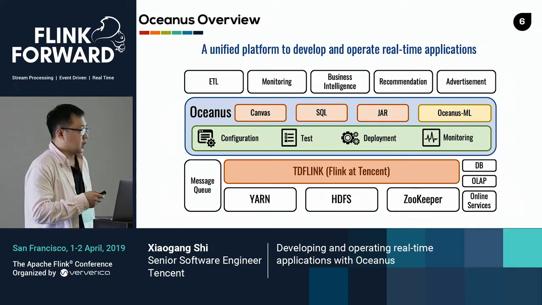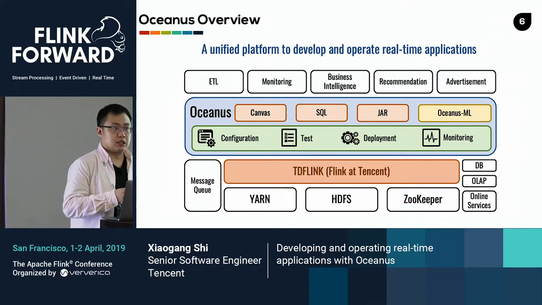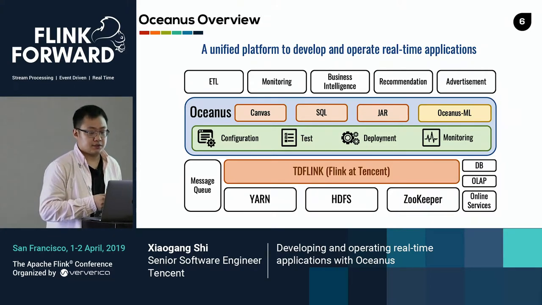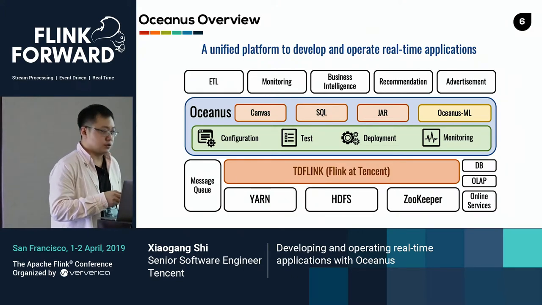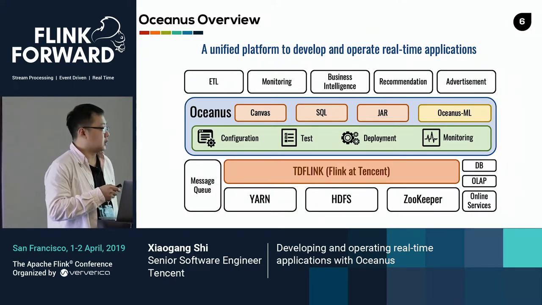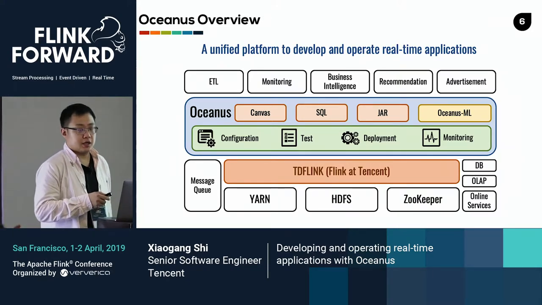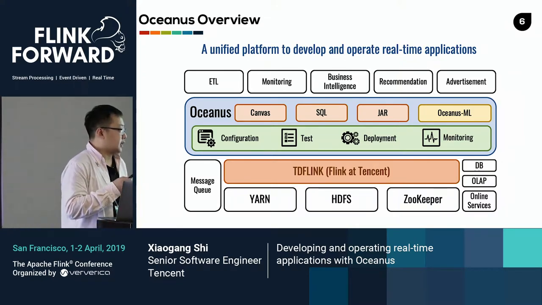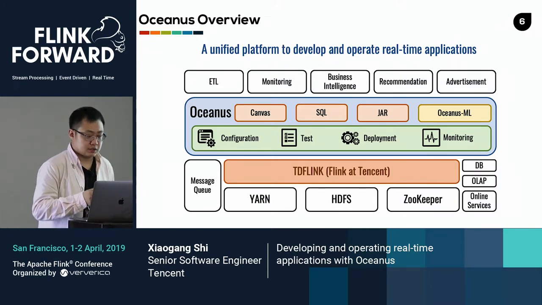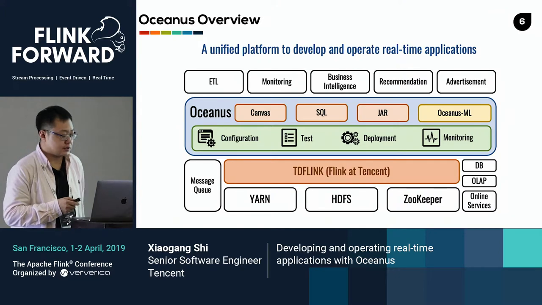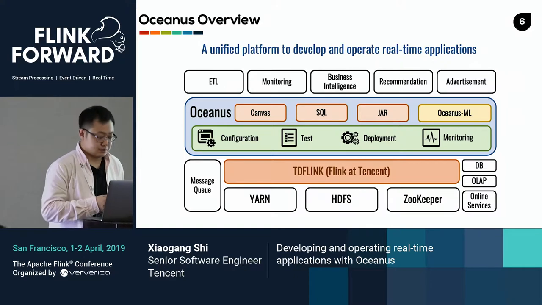Oceanus also provides special support for machine learning jobs. We provide some useful implementations of common machine learning algorithms like online linear regression and collaborative filtering. We also provide some tools to ease the operations in machine learning applications like data exploration, pre-processing, model training, model validation, and model serving. Oceanus also supports the operating of real-time applications with efficient configuration, testing, and deploying tools.